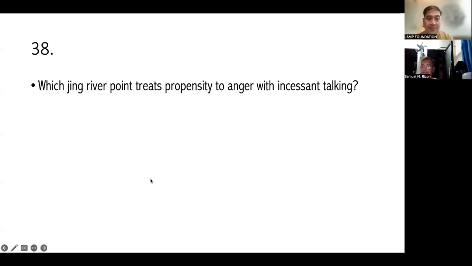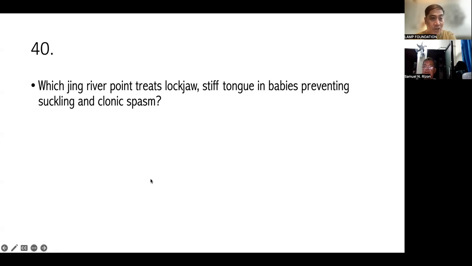Meron po, pero hanapin ko pa kasi. Hanapin nyo yung kidney 7. Kung alam nyo yung kidney 7 sa body, okay na. Okay, yung mga madaling magalit dyan. Let's go to number 39. Which Jing-River point treats a heavy body with painful joints? Spleen 5 po. Galing. Which Jing-River point treats locked jaw, stiff tongue in babies, preventing suckling and clonic spasm?